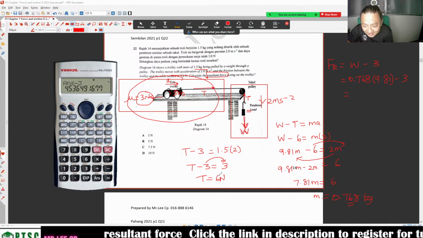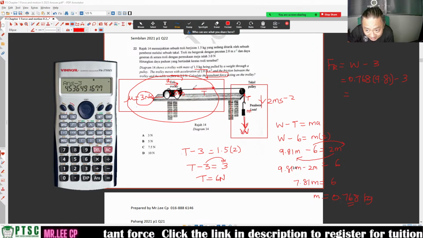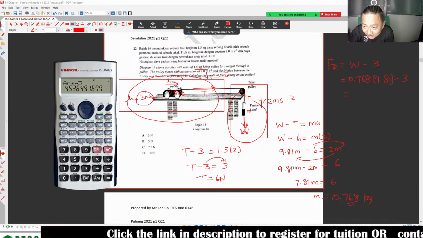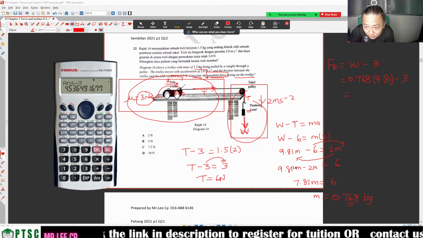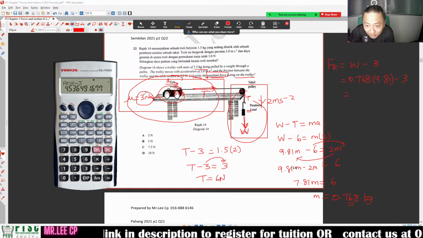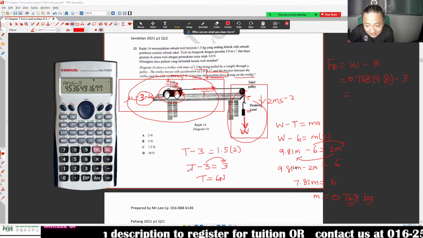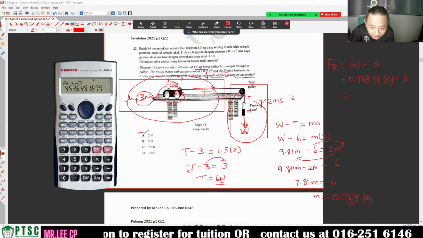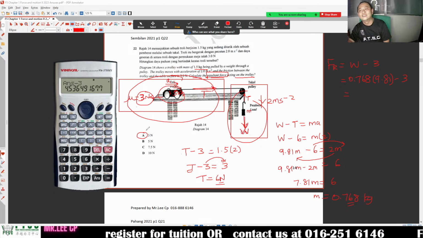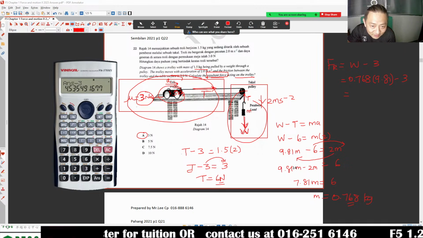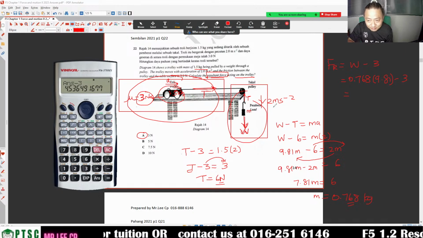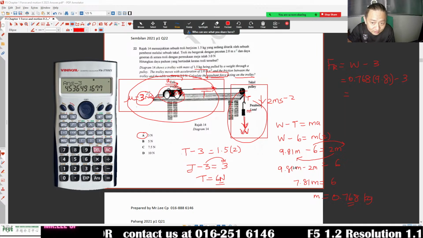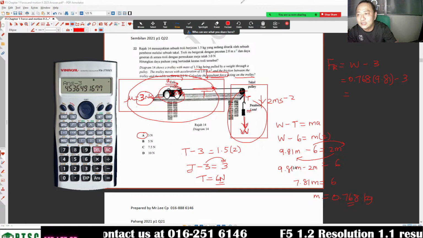Trolley is 6. Resultant force 6. I don't know why I do this. They ask me to calculate the resultant force acting on the trolley only. Trolley only: T minus 3. How much is T? 6. So 6 minus 3, the answer is 3. If it were the whole system, it would be 4.5. Trolley only is T minus 3. Answer is 3.